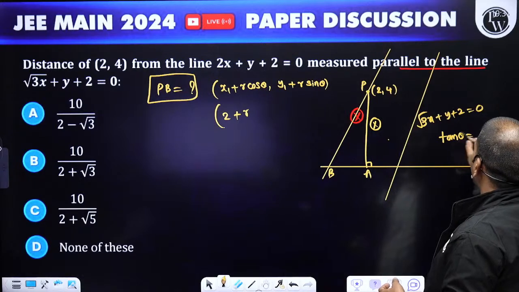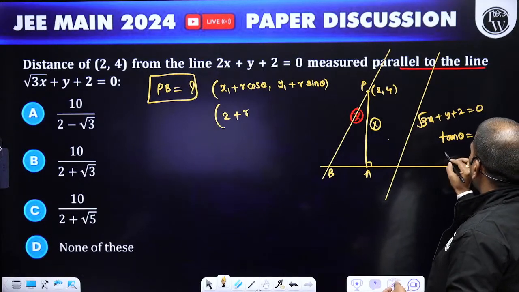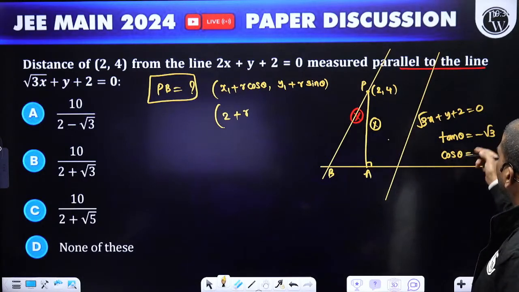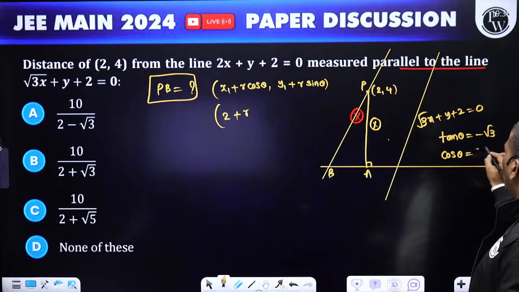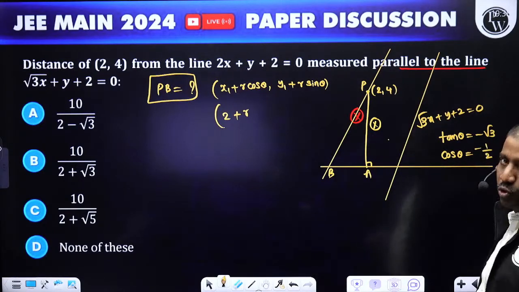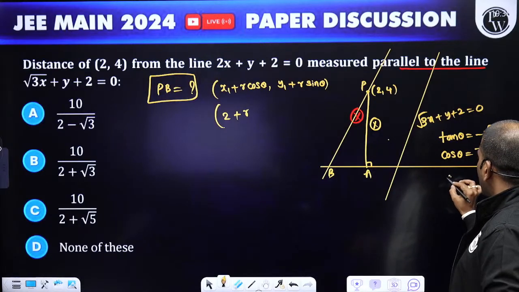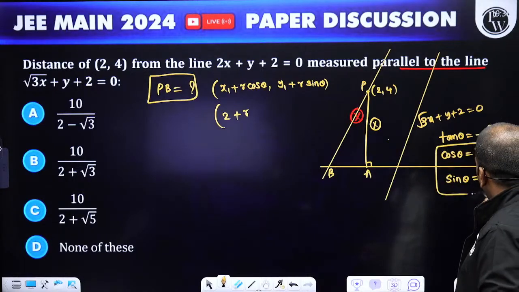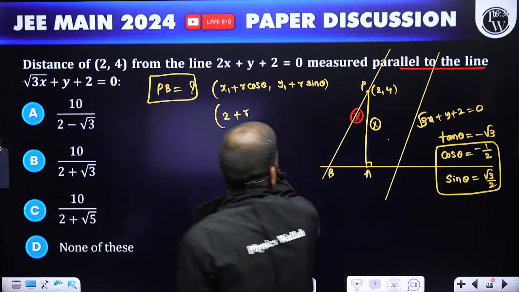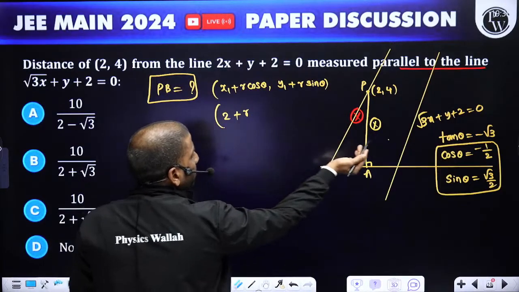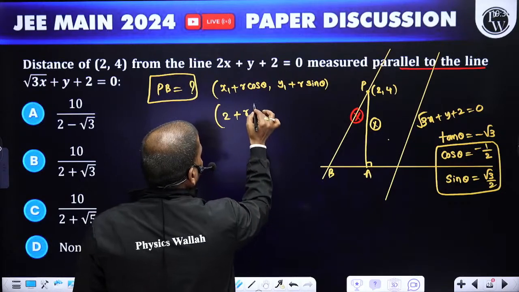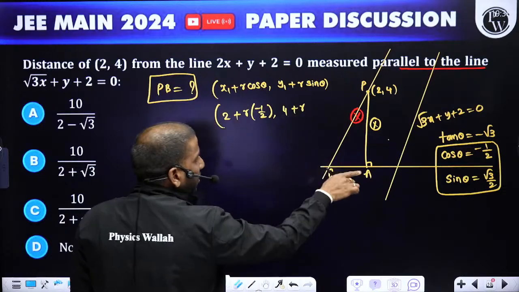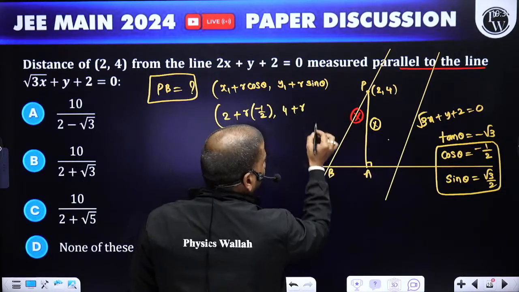So tan theta is equal to minus root 3. So what is the sin theta then, or cos theta? Tan theta is minus root 3 means 60 degrees. So minus 60 degrees, 1 by 2. So 120 degrees since it is negative. So sin theta is equal to root 3 by 2. So this is what we have from the given line. The inclination of the given line is theta, that is 120 degrees. So cos theta is minus 1 by 2. Next, y1 is 4 plus r, that is nothing but PB, times root 3 by 2.